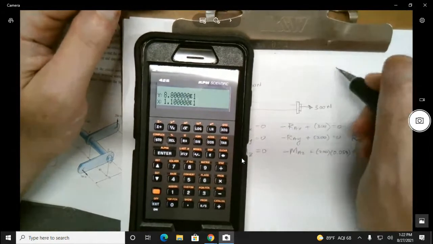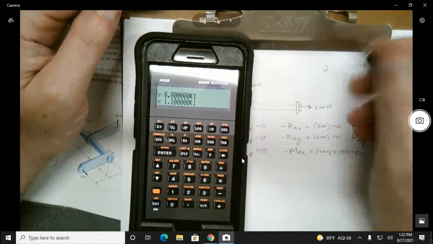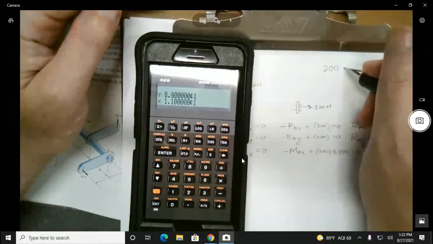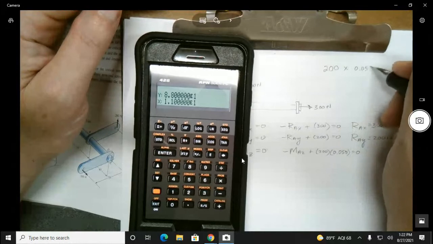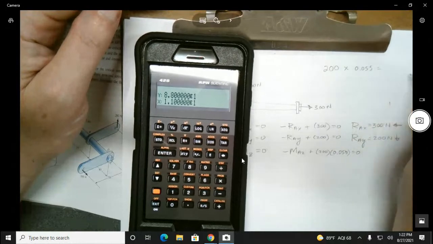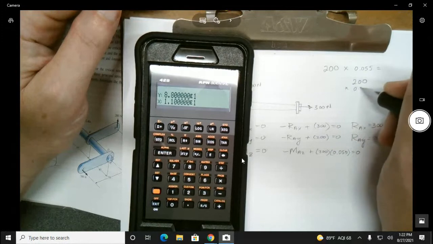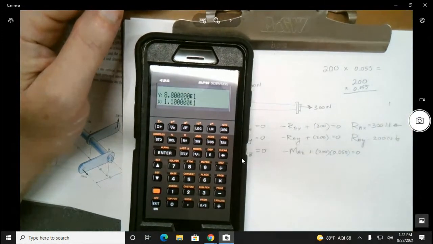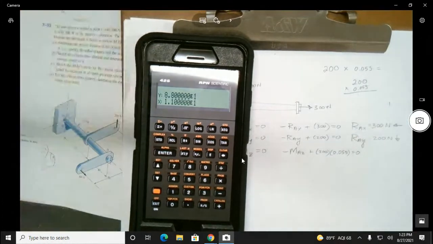It's very simple. It's the difference between writing 200 times 0.055 equals, and getting something compared to 200.055. Boom. This is reverse Polish notation. And where it really helps is when you have a very complicated thing.